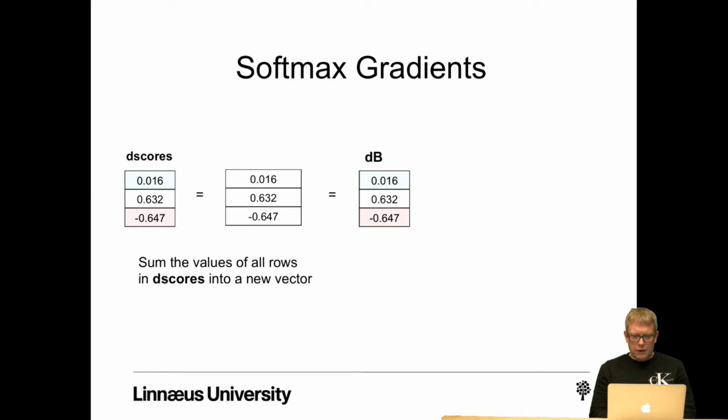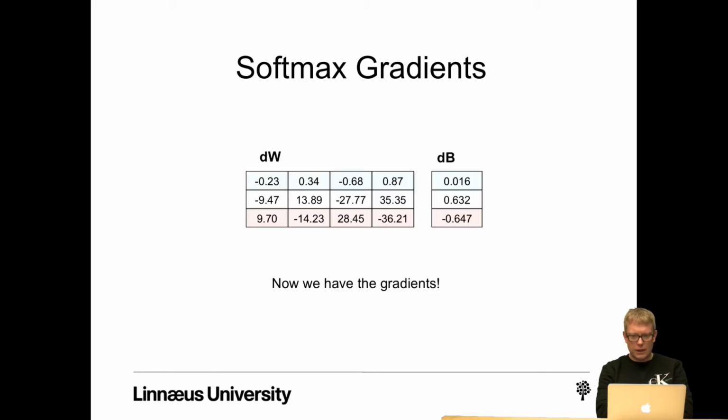And we also need to know how we should change the biases, and it's simply summing the values of all rows in the d-scores matrix into a new vector. And since the d-scores is a vector in our case, since we only had one training example, db is equal to the d-scores vector. So now we have the gradients, and the gradients show us how we should update the weights to move closer to the training example.